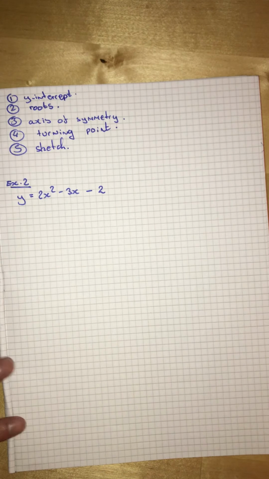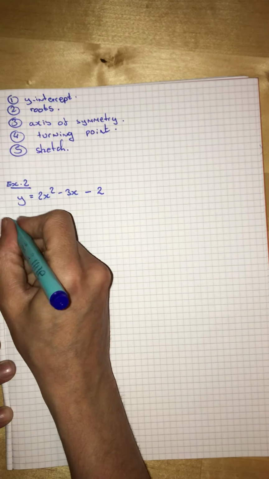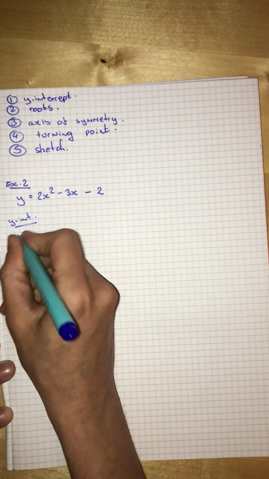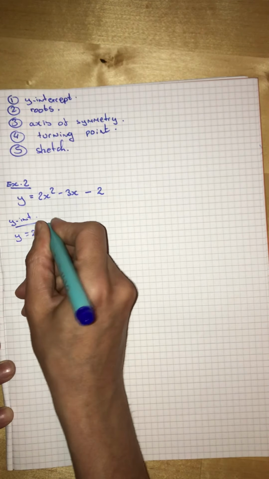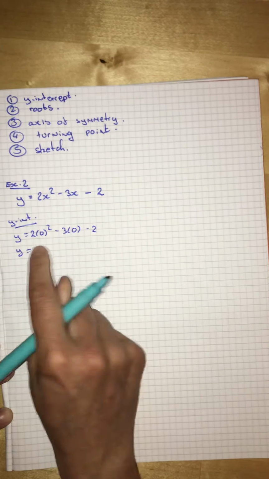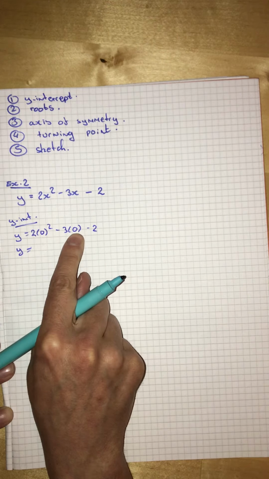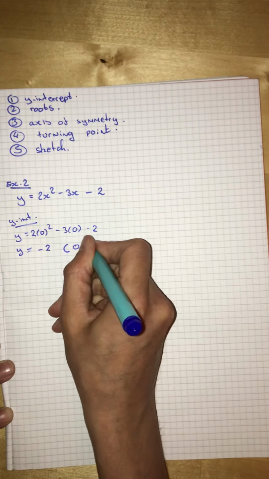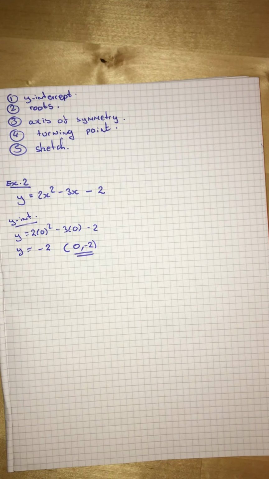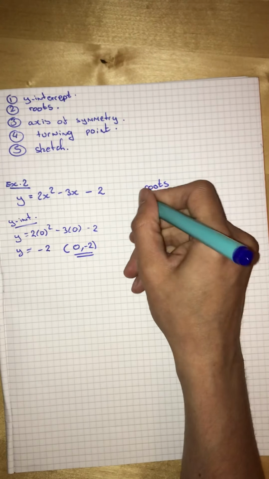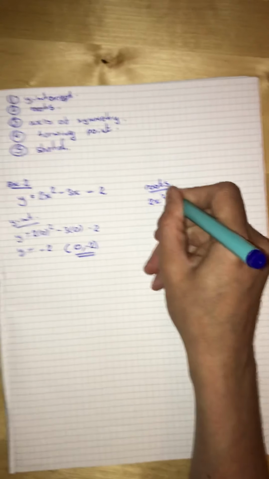Okay, so for the y-intercept, make x equals 0. Two times 0 squared is 0, minus 3 times 0 is 0, so that's -2. So it's at 0, -2. So now we need the roots. So that's going to be when y equals 0, sorry.